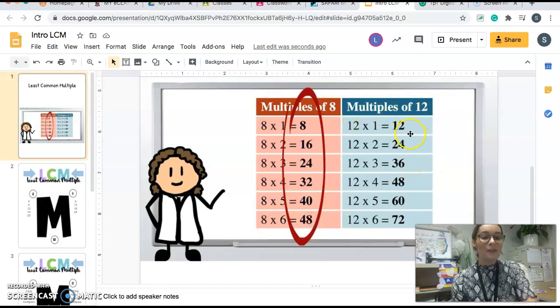We would do the same thing to find common multiples of 12, right? So we would do 12 times 1 is 12, 12 times 2 is 24, 12 times 3 is 36, 12 times 4 is 48, 12 times 5 is 60, 12 times 6 is 72. Now we will look for which numbers are the same. Oh, I see one right here. It looks like 48 is the same. So your least common multiple would be 48.